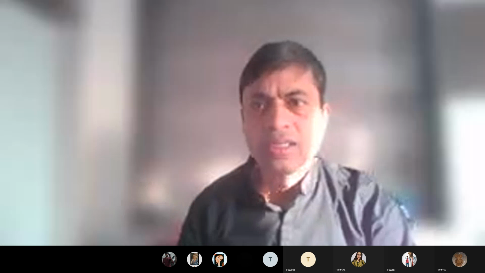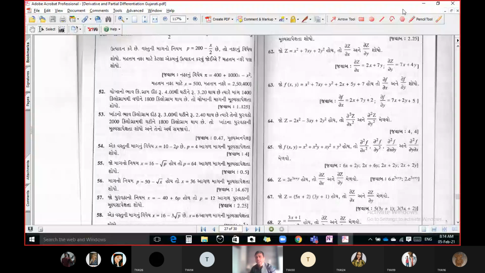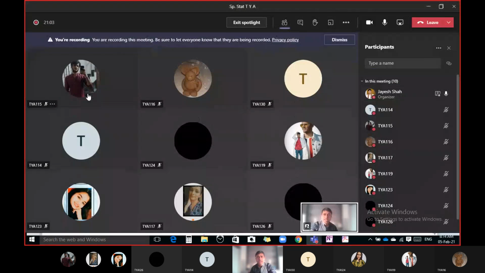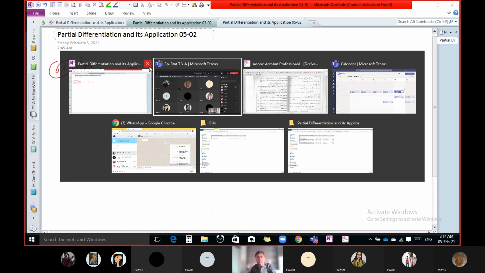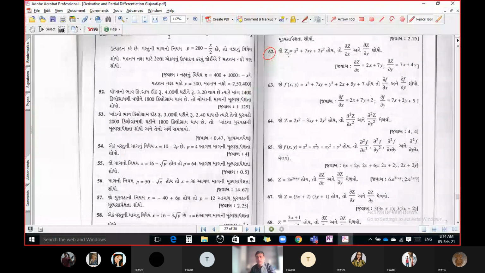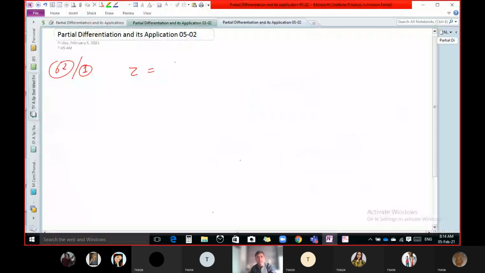Let us start with question number 62. That is the first question of partial differentiation. Here z equal to x square plus 7xy plus 2y square is given.